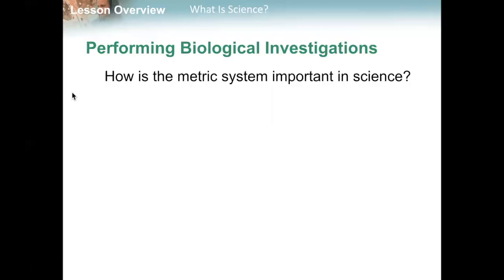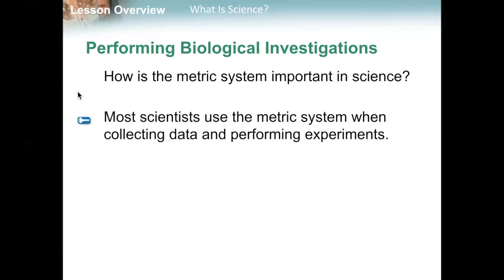What is the metric system and why is it important? Most scientists use the metric system when collecting data and performing experiments. The reason for that is because the unit conversion for higher order units is much easier, like power, energy. These are common between electricity, magnetism, gravity.